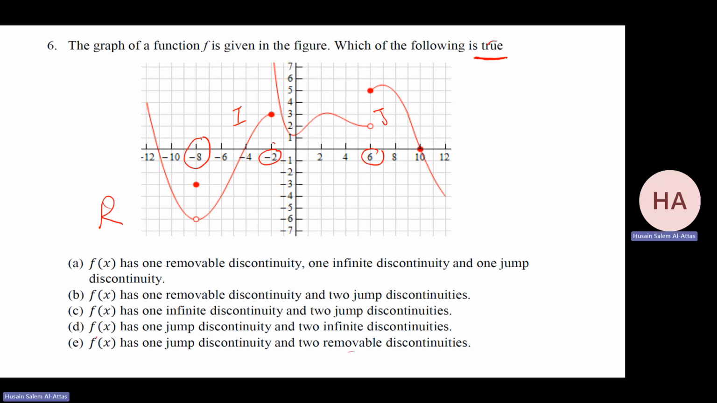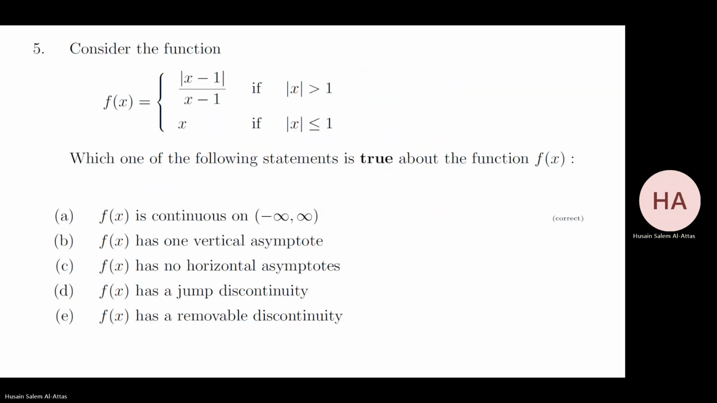One jump and two removable, wrong. One jump and two infinite, wrong. One infinite and two jump, no. One removable and two jump, no. One removable, one infinite, one jump, yes. Actually, this book, as I said, only distinguishes removable and non-removable. Now it says something true about the function f of x.